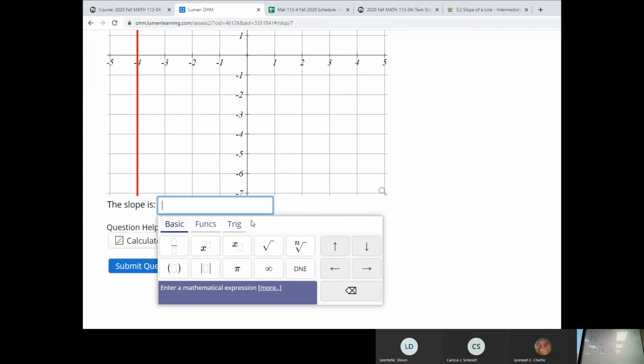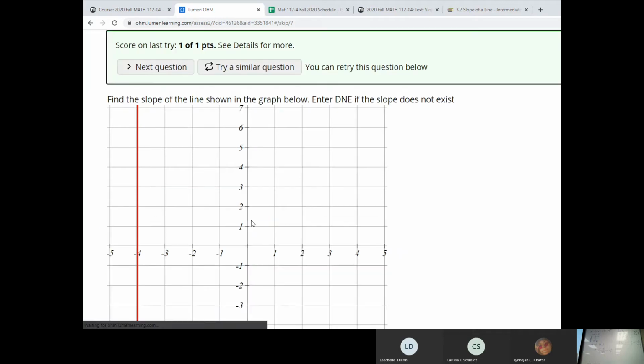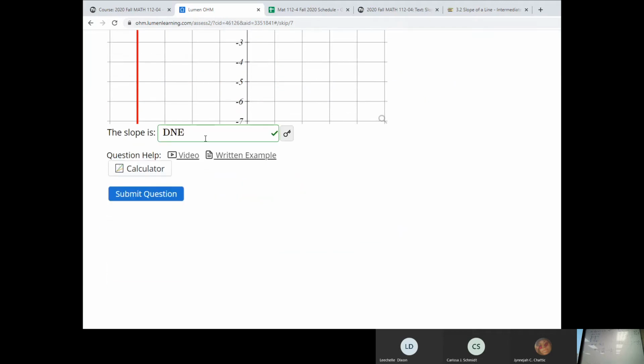Let's see if it'll take lowercase. I think it'll take lowercase. Yep, it converts it to uppercase.